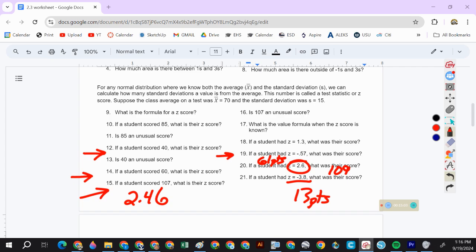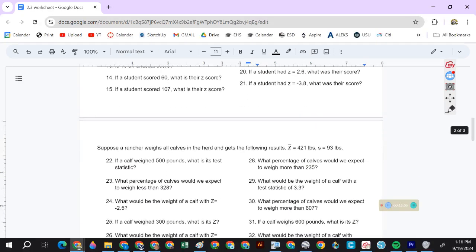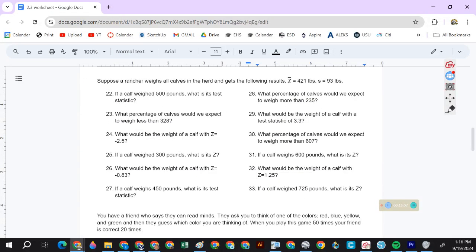Okay, flip the page. I want you to go through 22 through 33. What did you get for 22? A calf weighing 500 pounds. 0.85. Why is that number positive? It's on the right side. More than 421. Good. What percentage of calves would we expect to weigh less than 328?